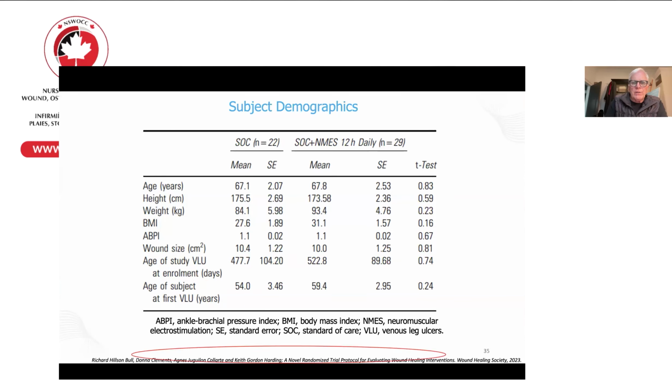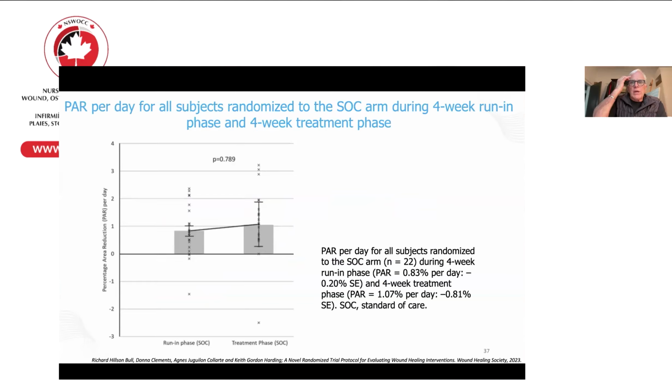But what is of note is that these are not small ulcers. If you look at it, the mean size in both groups was approximately 10 square centimeters. And they're also not ulcers that have been there just for a short time. This is the number of days that they'd been there prior to entering the study. So you can see all of these patients had their wounds present for more than a year, some considerably longer than a year.